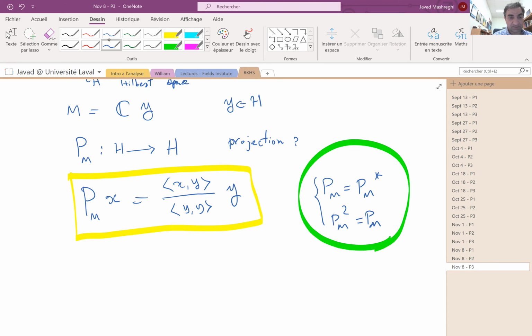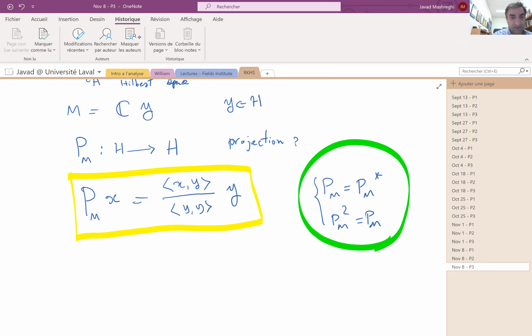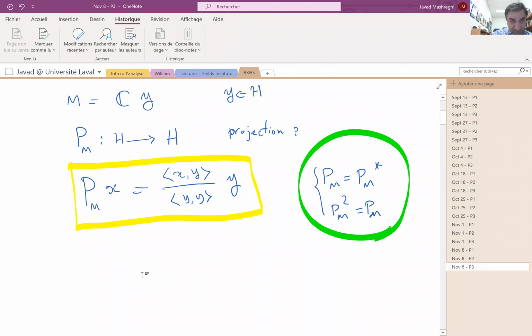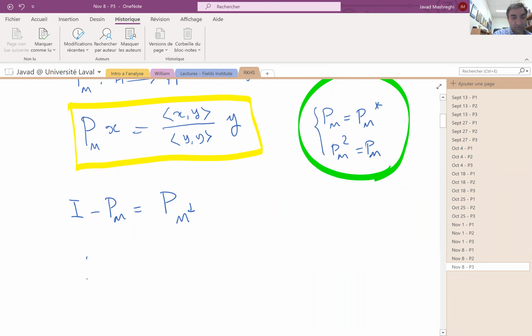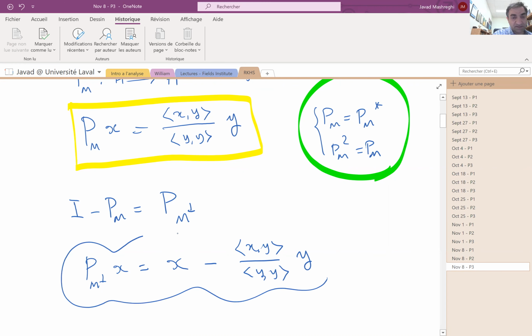Why did I say this? Because when the projection onto M is given, the projection onto the orthogonal complement of M would be I, the identity, minus P_M. This is the projection onto M perp. So in other words, P_M perp of X is identity times X minus a scalar times Y. That's the formula I need.